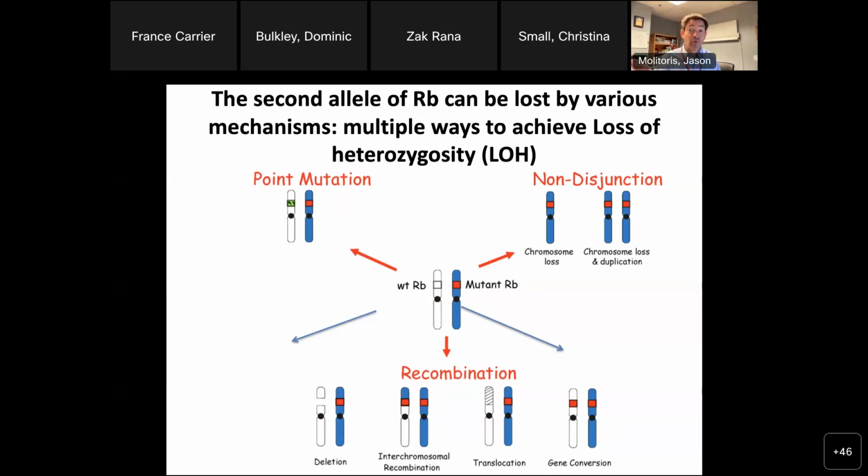So same thing with these tumor suppressor genes. They could have a point mutation, they could have non-disjunction, they could have recombination, all of which could lead to the protein becoming non-functional.